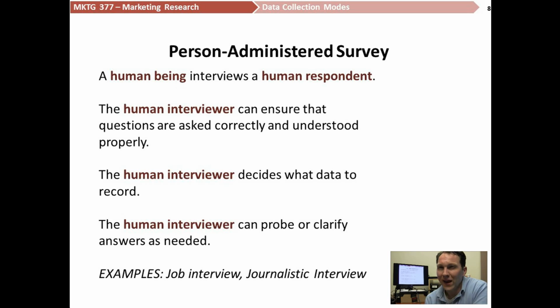And if they give me an answer that's just really out in left field and I'm not sure that they understood the question properly, I can ask them if they want to revise their answer and make sure that they understand what I was actually asking. So the human interviewer in that case decides what data to record.